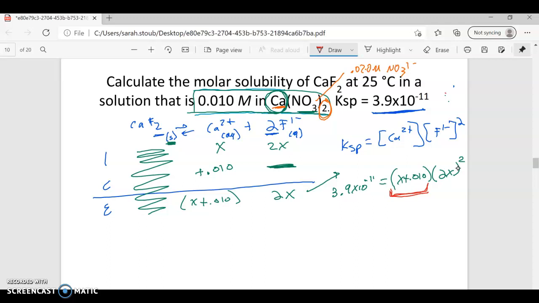So I'm going to assume right here that that 0.01 is definitely greater than the X. And if you think about it, if my KSP is 10 to the negative 11, anything that I come up with for the calcium and fluorine has to be really, really small numbers. It'll be much, much less than that 0.01. So this is a pretty safe assumption. So suddenly this becomes 3.9 times 10 to the negative 11 equals 0.01 times (2X) squared. I'll simplify that to 4X squared. And now I can solve for X.